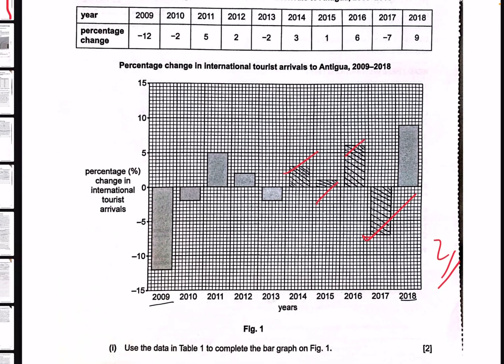They want you to use the data in table 1 to complete the bar graph on figure 1. So if you do get a question like this, congratulations, your prayers have been answered. So bear in mind you're actually just finishing up the graph itself. Okay, so not a lot of difficulty in that.